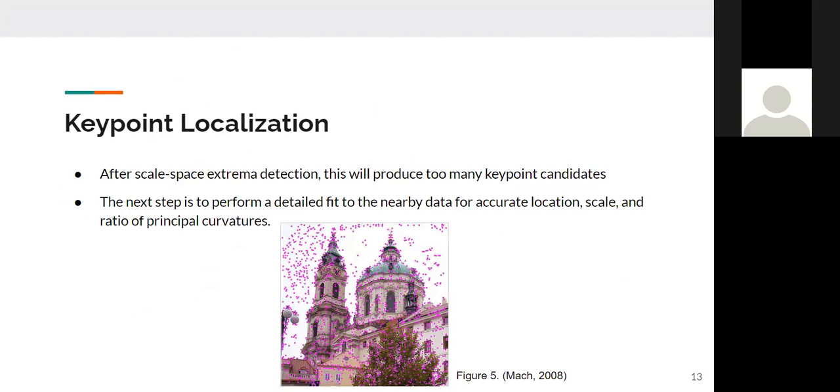So key point localization. After the scale space extrema detection, this will produce too many key point candidates. The next step is to perform a detailed fit to the nearby data for accurate location, scale, and the ratio of principal curvatures. So the image below shows the image prior to the key point localization and just after the scale space extrema detection. So as you can see, we have a lot of points that need to be eliminated. Next slide.